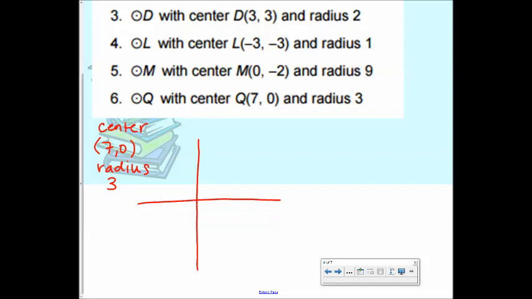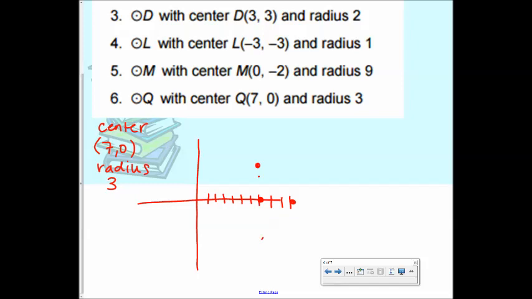So what would I do from there? Go out 3. So 1, 2, 3. And then what? Go up 3. 1, 2, 3. Down 3. And left. And then what? Okay, 1, 2, 3. And then just connect them.